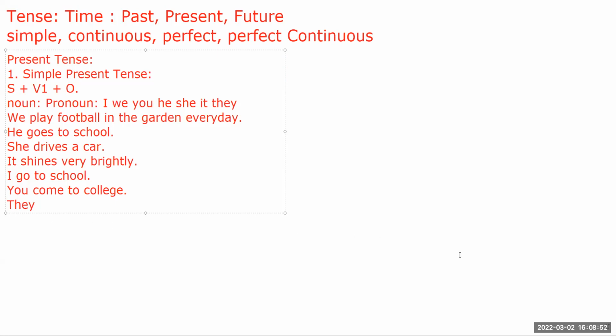So they. What are we expecting here? V1. So suppose that bought, is it V1? They bought a new car. Is it okay? No, sir. So what is wrong here? We are expecting V1 here. So what is bought? Is it V1? No, sir. So what should it be here? What should it be?